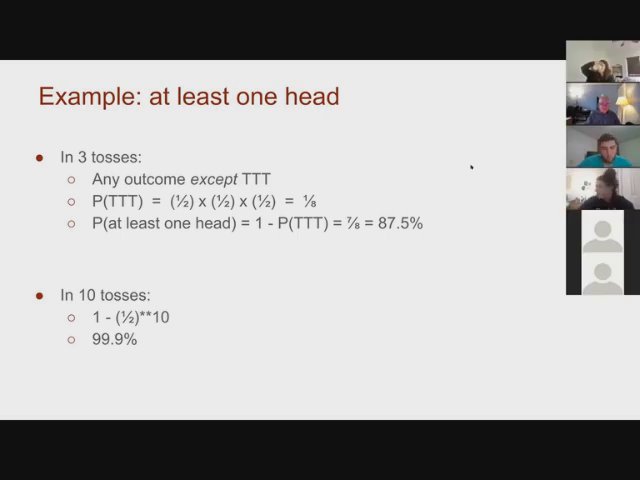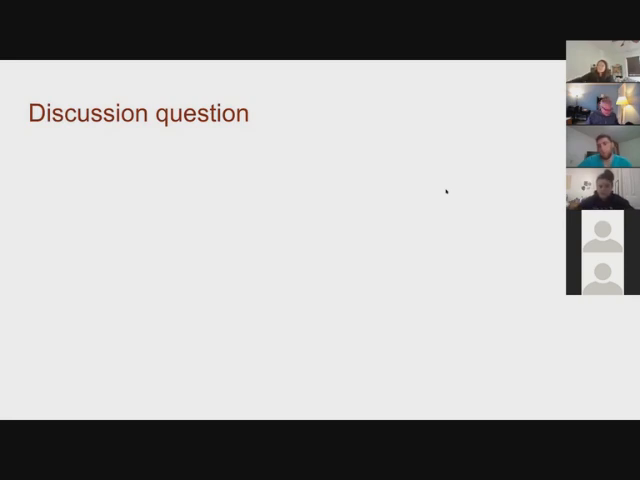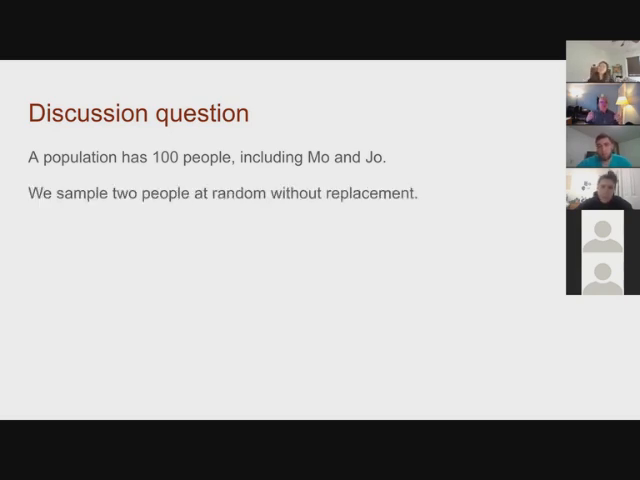Okay, great, awesome. All right, so let's have a discussion question, to put our newfound probability to the test. We have a population of 100 people, including Mo and Joe. What we're going to do is sample 2 people at random without replacement.